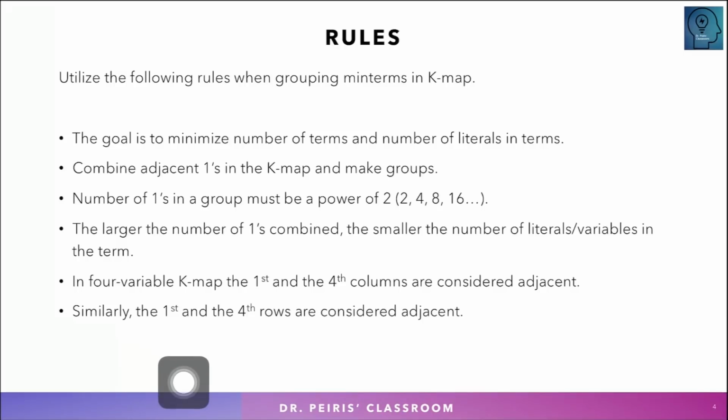In the 4 variable K-map, the first and the fourth columns are considered adjacent, as well as the first and fourth rows. That makes the grouping done properly.